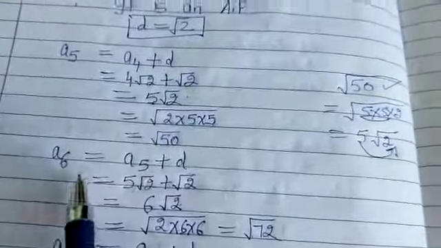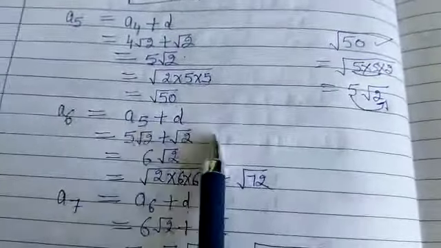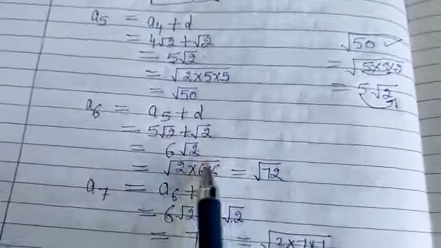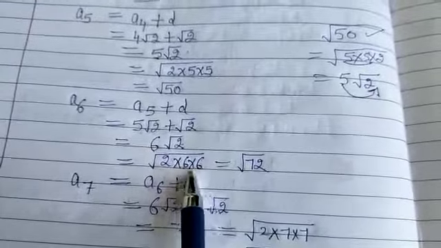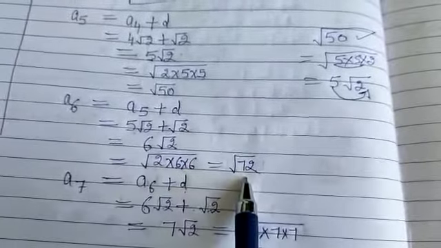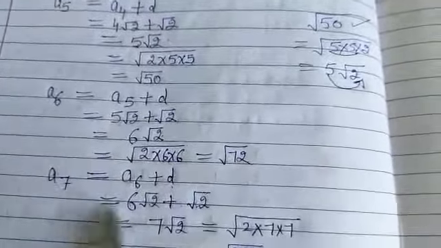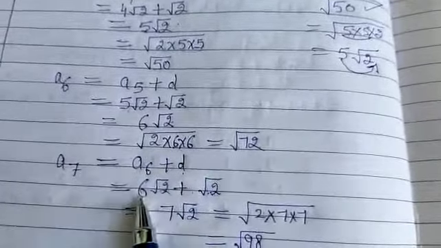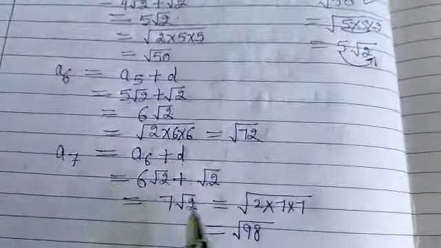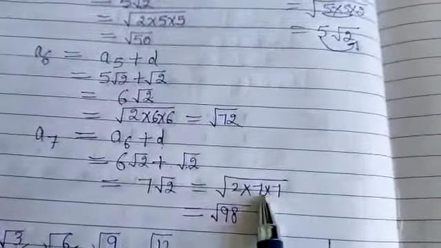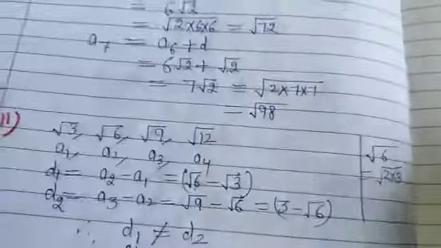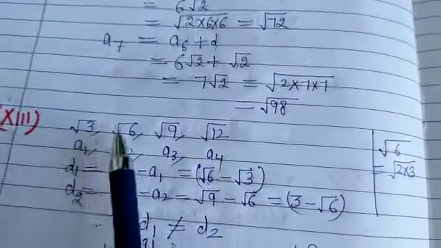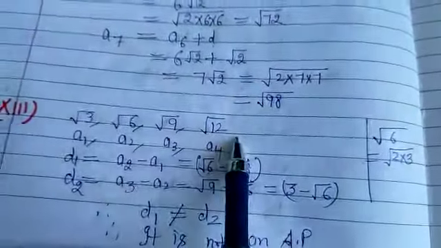But when I shift 5 inside, then we will write it 2 times, so the answer will be root 50 here. In the same way, A6 is equal to A5 plus D. So that is 5 under root 2 plus under root 2, coming 6 under root 2, and 6 will come inside. So we will write it 2 times, 6 into 6 into 2, so under root 72. In the same way, the 7th term is A6 plus D, 6 under root 2 plus under root 2 is 7 under root 2, and 7 will go inside, so we'll write 2 times, 7 into 7 into 2, it is under root 98.